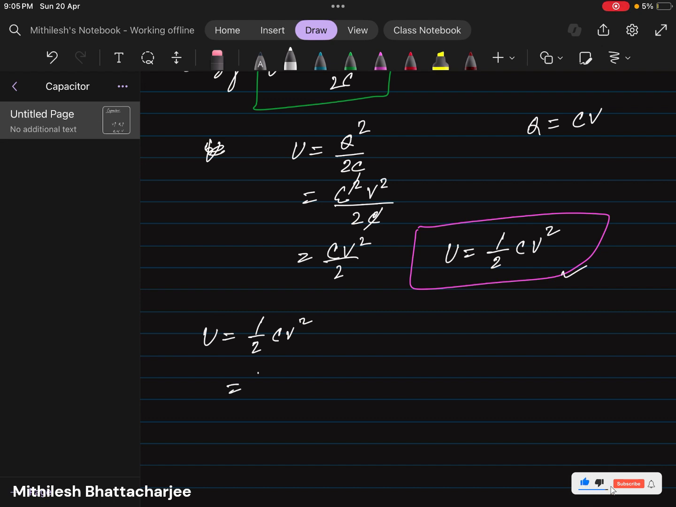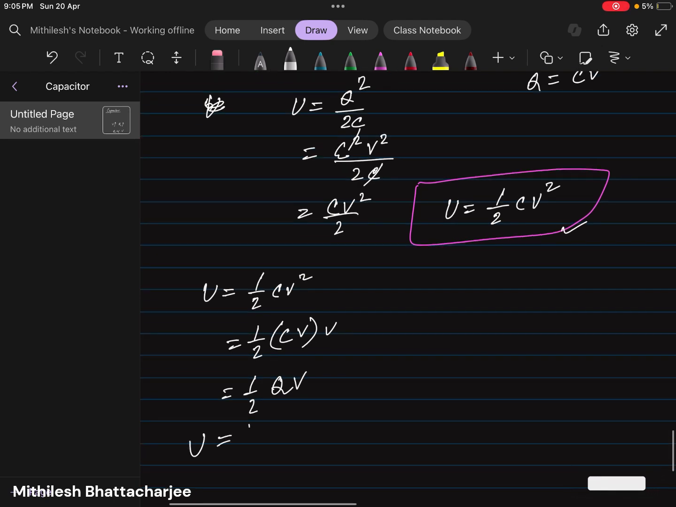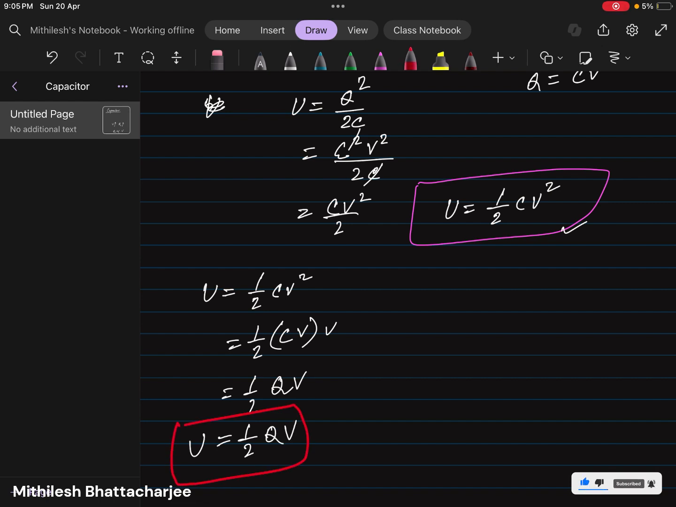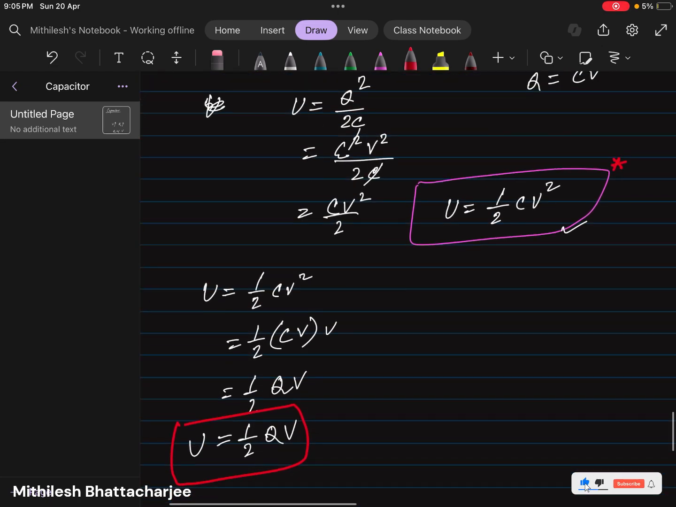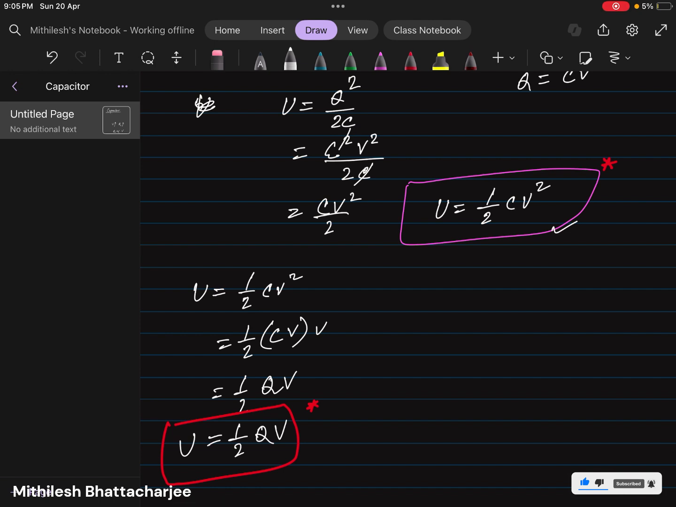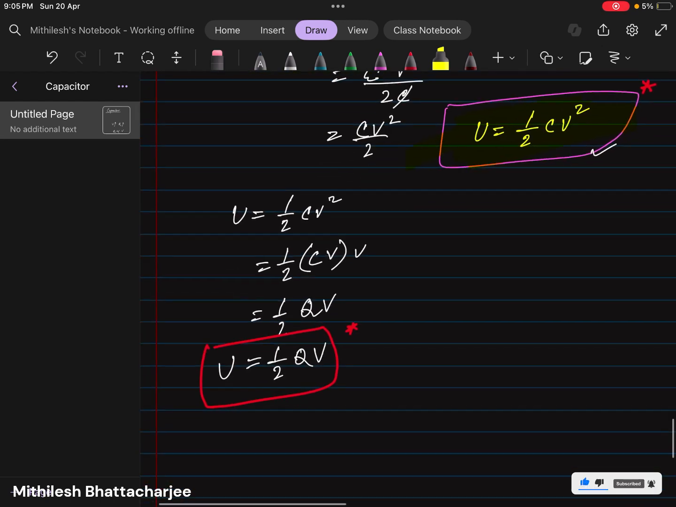And see, half into CV into V. We can write V square as V into V, right? So half into CV means Q. So we can also write U is equal to half into Q into V. This is another equation. So we have got three equations for the energy of the capacitor. One is U is equal to Q square by 2C, U is equal to half CV square, and U is equal to half QV.